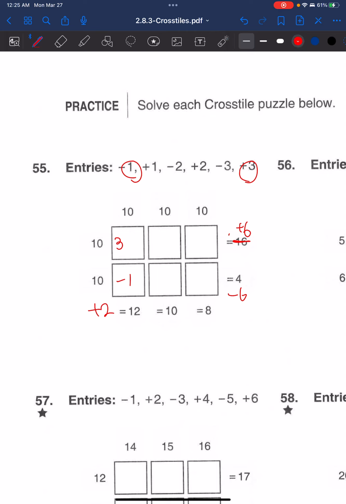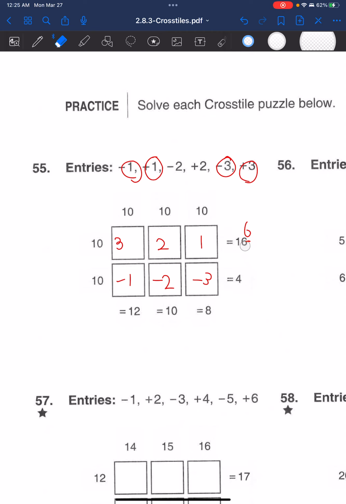And so we're going to look at the last column to figure out the boxes. From 10 to 8, we need to subtract 2. And the combination that can give us negative 2 is negative 3 and 1. And so we have 2 and negative 2.